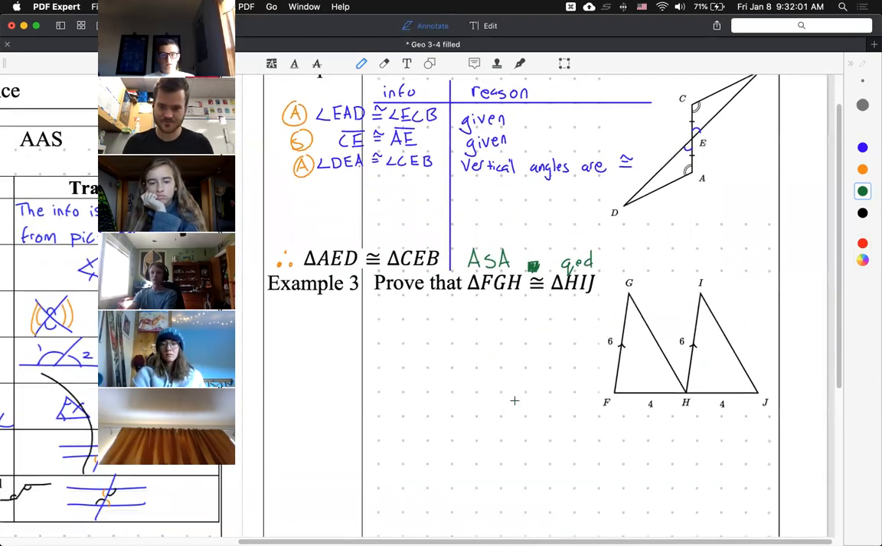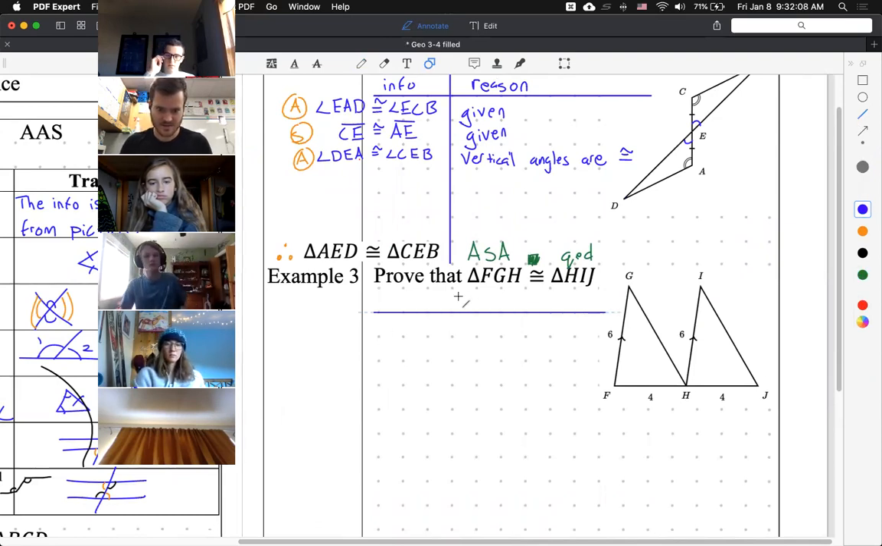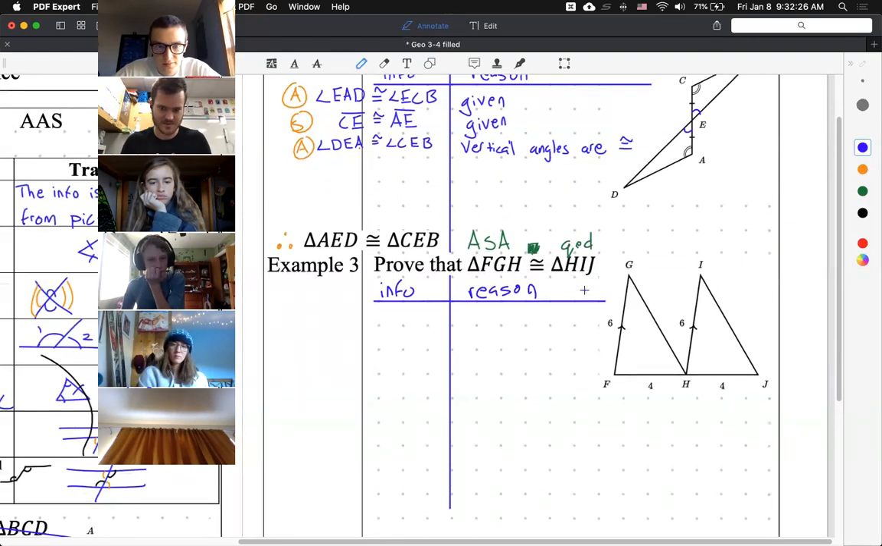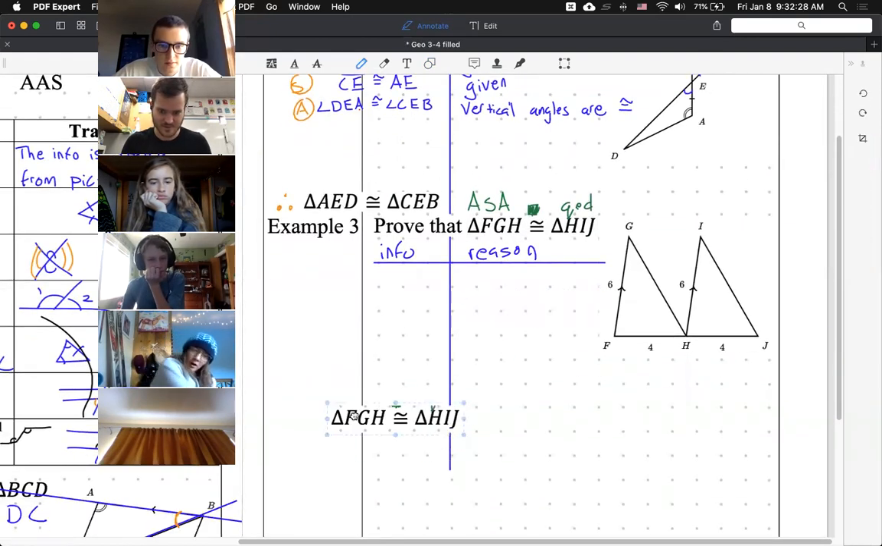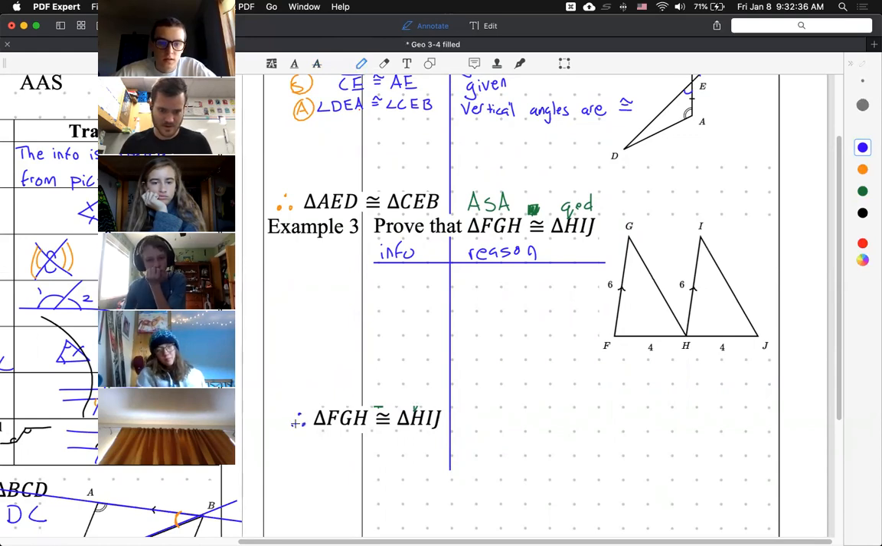Let's try example number 3. Again, a 2-column proof. So let's set up those 2 columns. I'll give about that much room for my reasons and information. Over here, this is my information and this is my reason. I can immediately take the thing that I'm trying to prove. This will be my last line because if I've proven it, I'm done. So I come back down here. I don't think I'm going to need too much room. I'll put it right about there, and I will also say, therefore, that.